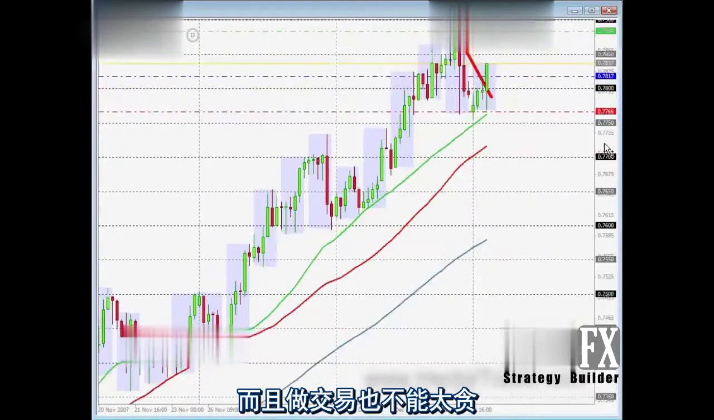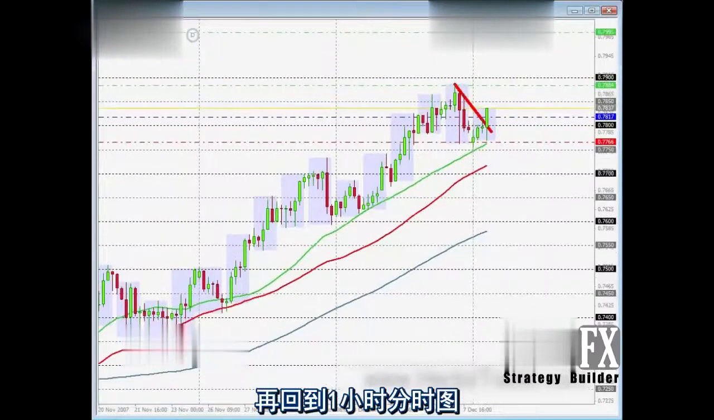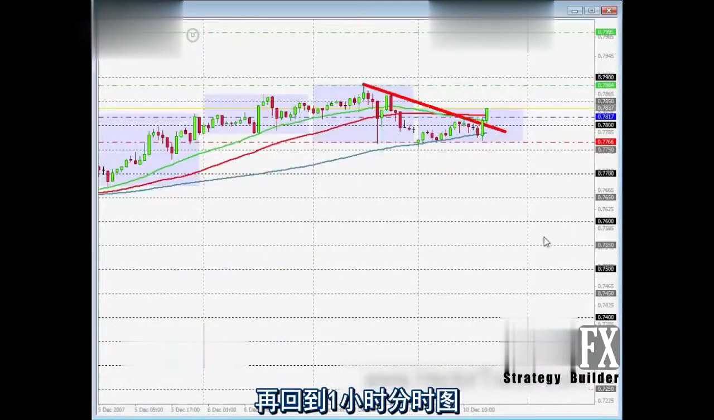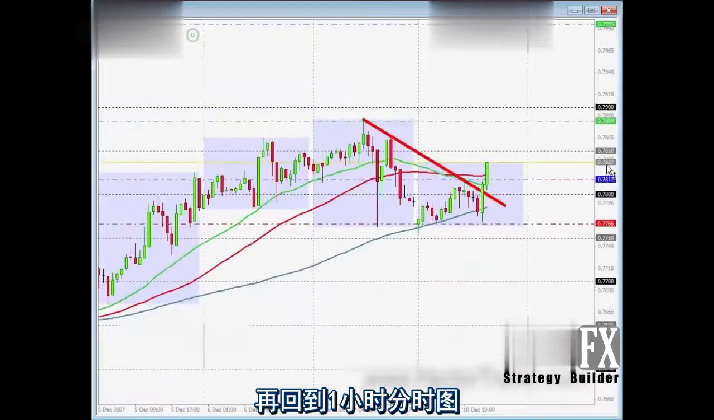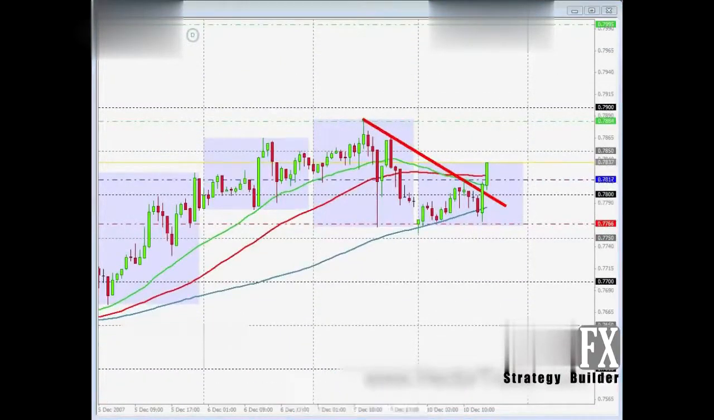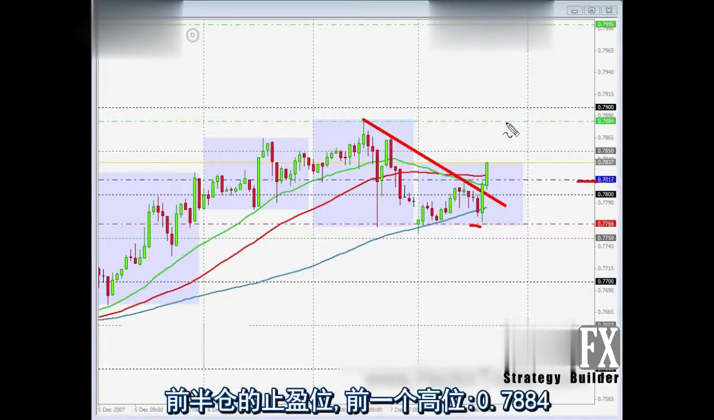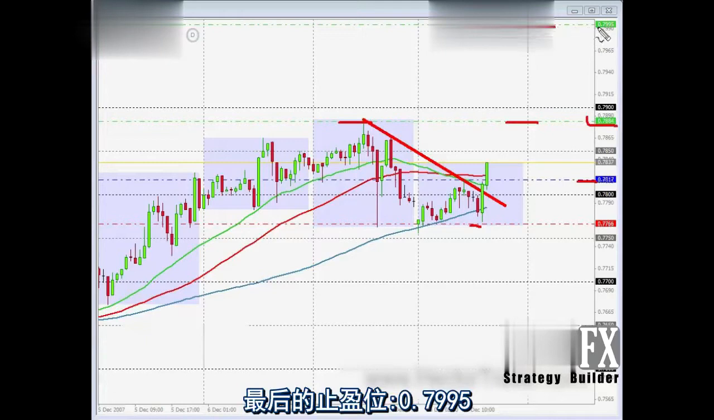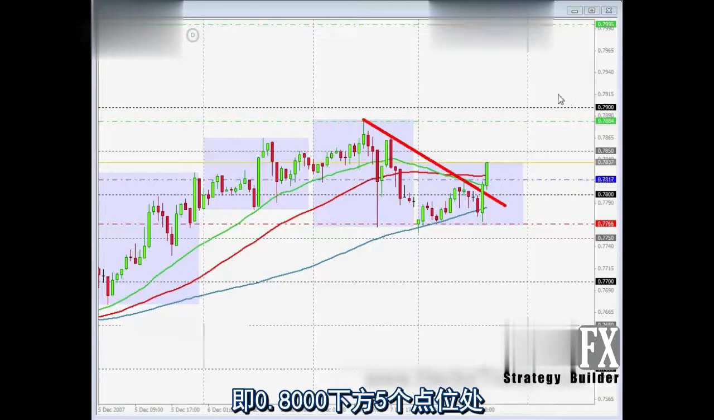So once again, let me repeat my levels. Entry level, perhaps you can see that better in the hourly time frame. There it is. Entry level, once again, 0.7817. Stop loss level 0.7766. First target right there, below the previous swing high at 0.7884, and final target 0.7995. As I was saying, a few pips before hitting the next round number.